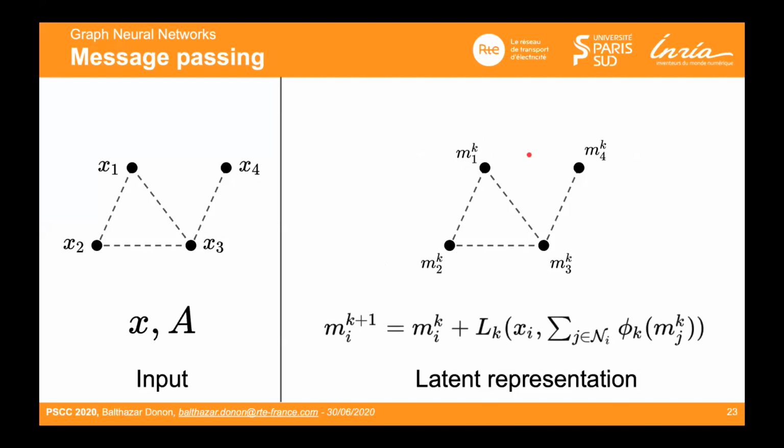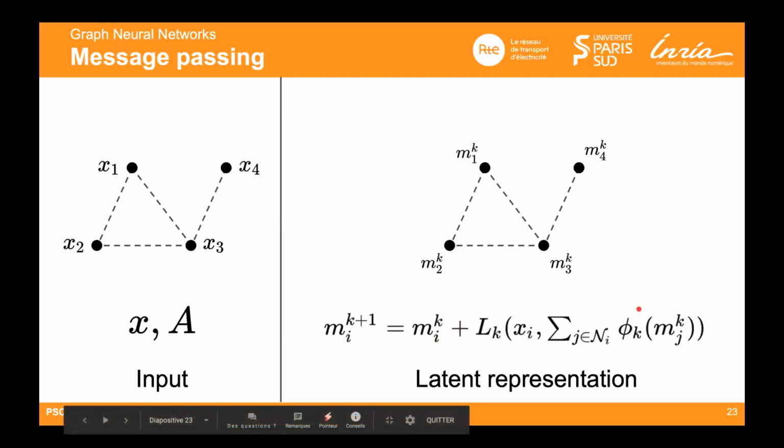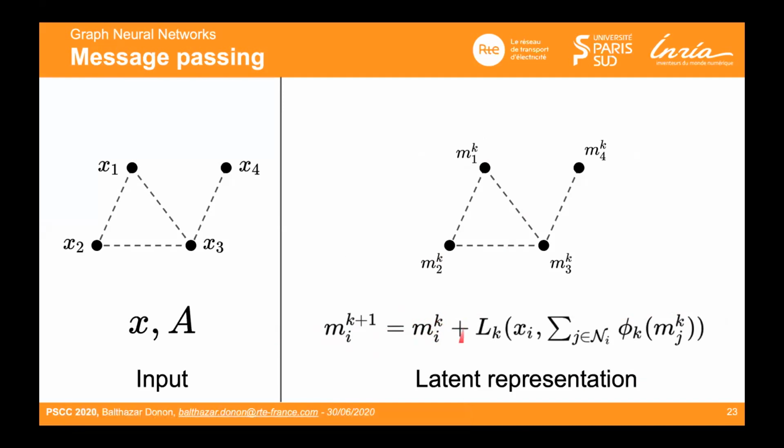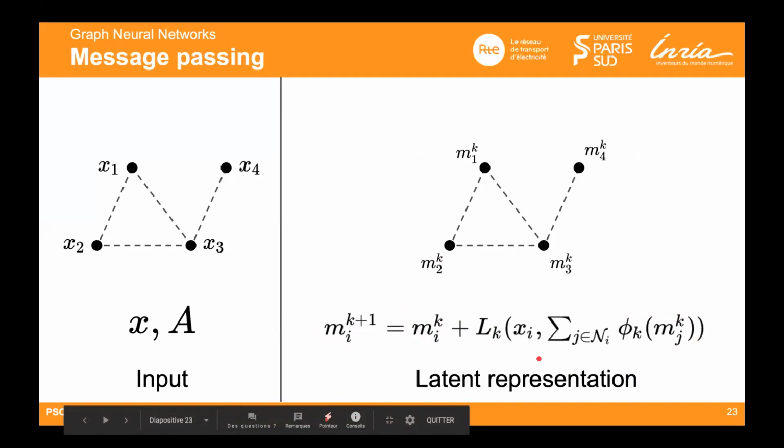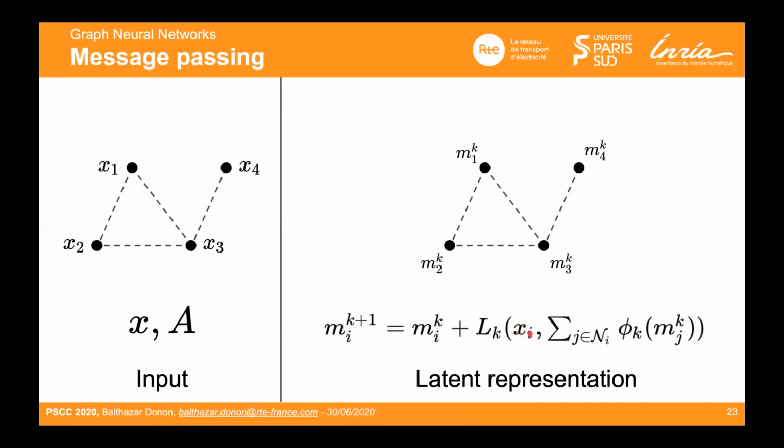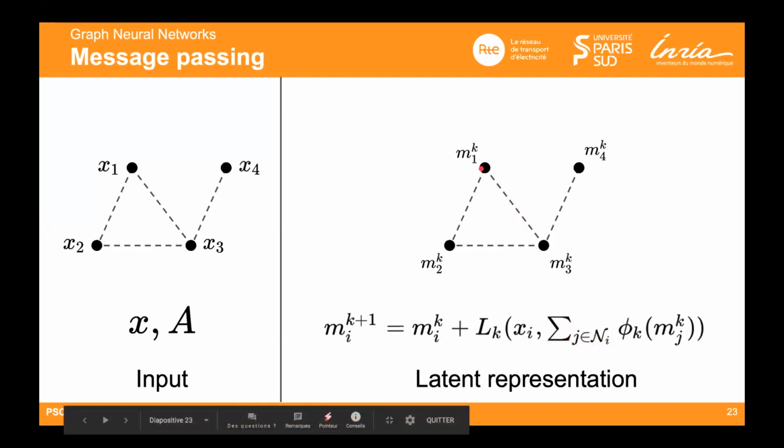And then you proceed to perform some sort of message passing. Here, I will detail this equation because it's very important to really understand this. The idea is that you will update the message at node i by keeping the previous message, so m_i at iteration k, plus a certain term that is a correction that depends on the local injection, x_i, okay? And it also depends on the sum over the direct neighbors of i of a certain function of the messages of the neighbors.